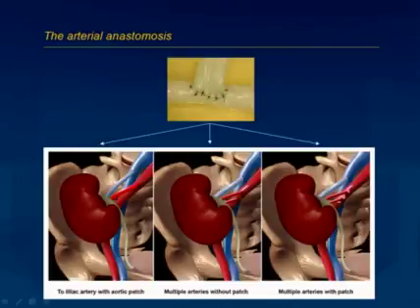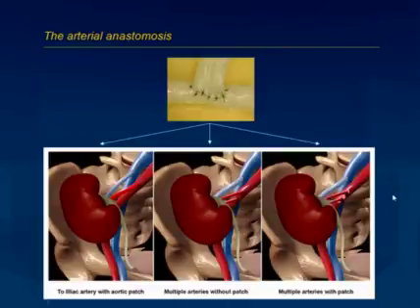Moving on from the iliac artery to the arterial anastomosis, it's important to spend a bit of time on variants of the arterial anastomosis. Now, this is obviously a very delicate structure in theatre. There are several variants. Most commonly, the transplant artery is anastomosed to the iliac artery with an aortic patch, that is in cadaveric transplantation. Also possible, multiple arteries without a patch, or on the right hand side, multiple arteries originating on one patch.